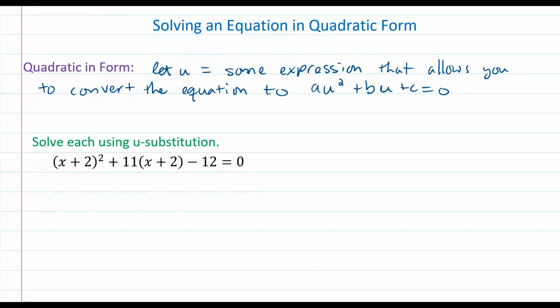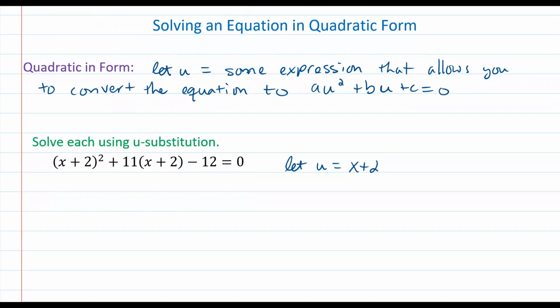So we've got an equation down here, and what you notice is it does look very similar to a quadratic equation. Now you could expand this and convert it to a quadratic equation by taking x plus 2 times x plus 2, distributing the 11, you can do all that. And that's a lot of work, but you can do it. The other alternative is to say, well, let's let u equal x plus 2. That's the expression that will allow us to convert this into a quadratic equation.